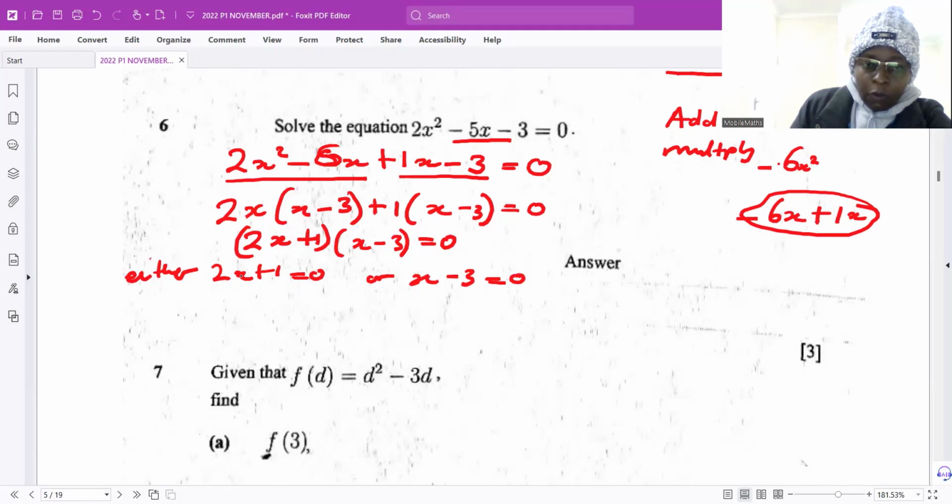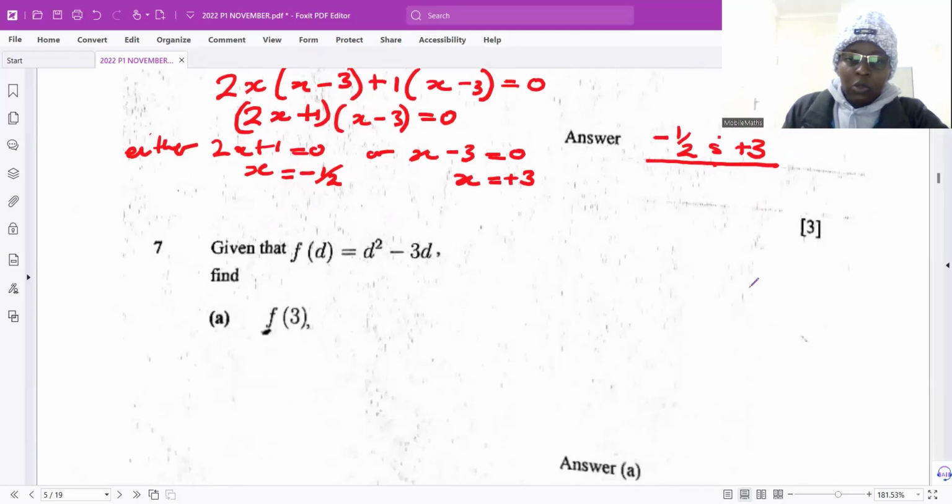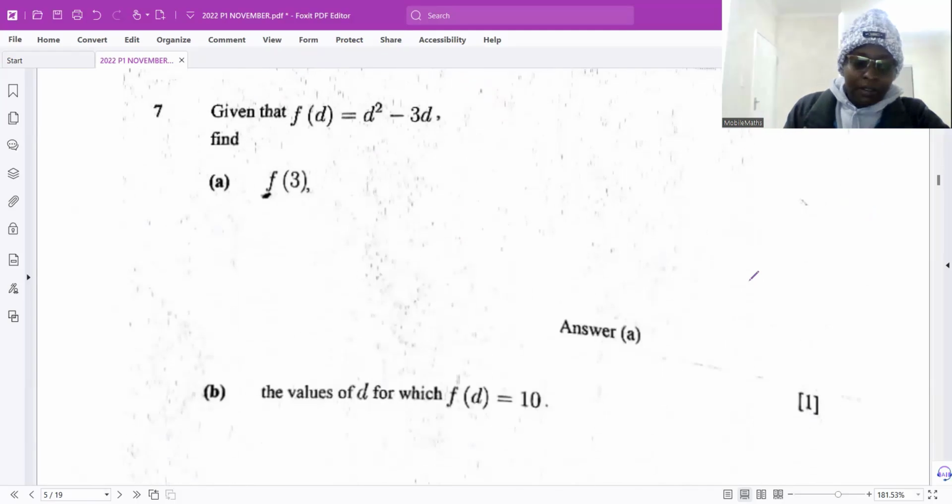Then we solve. For 2x, this one, we get our x is equal to minus half. Then for this one, we get x is equal to plus 3. Okay, so our answers are minus half and 3. Okay, those are our two answers. So now we have completely solved the equation. Let's go to number 7.